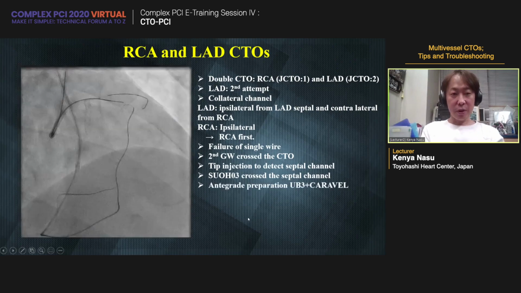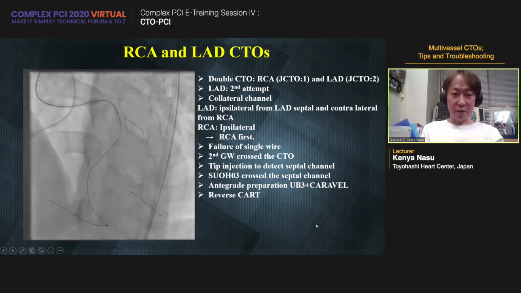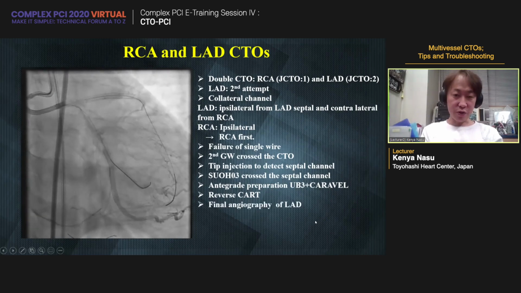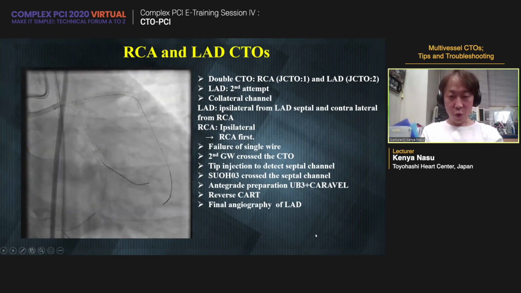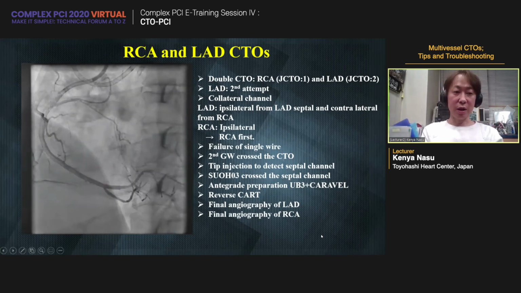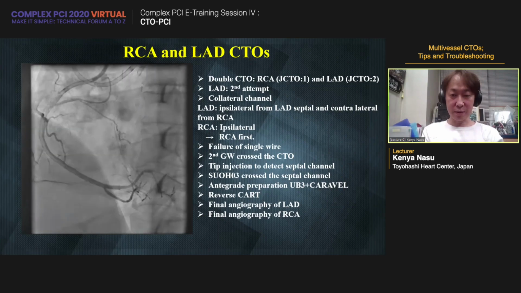And then, after integrated preparation, I used the UV3 and the Caliber and the reverse CART and crossed the lesion. So this is the final shot of the LAD. And after completing the LAD intervention, I put the stent in the RCA also, and this is the final shot of the right coronary artery.